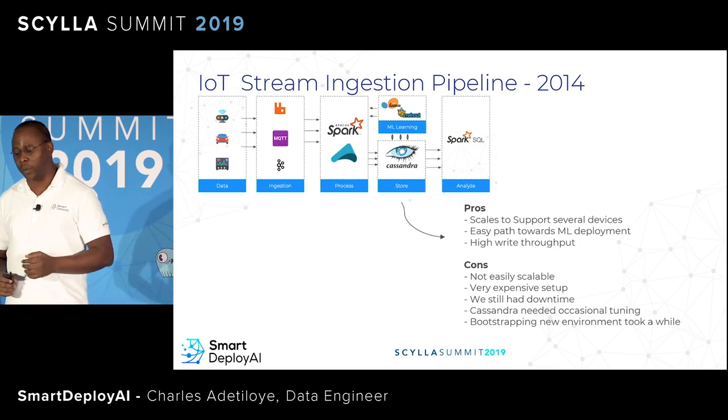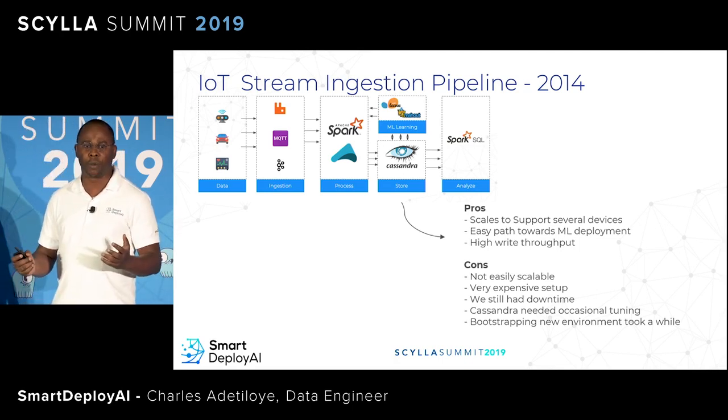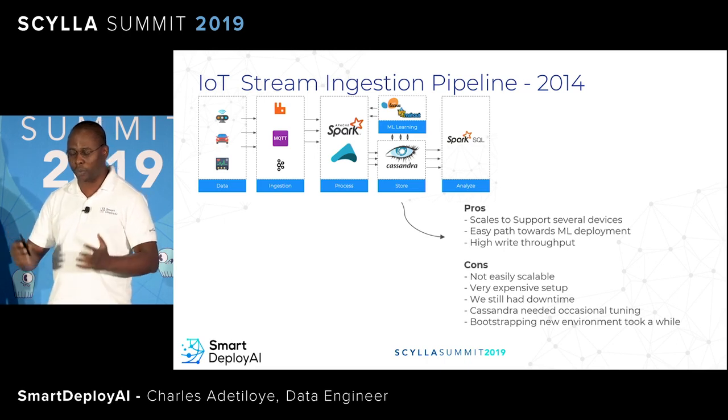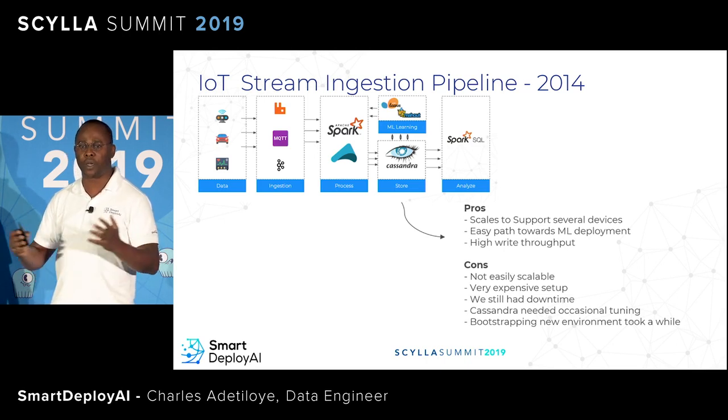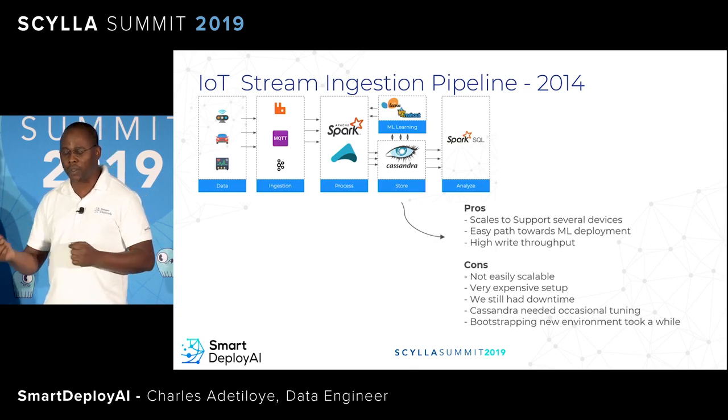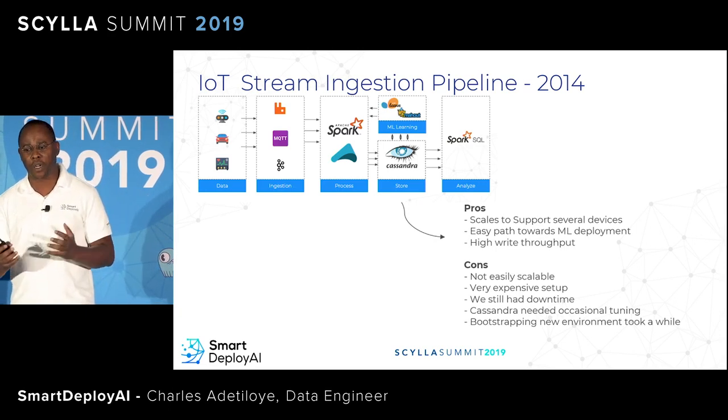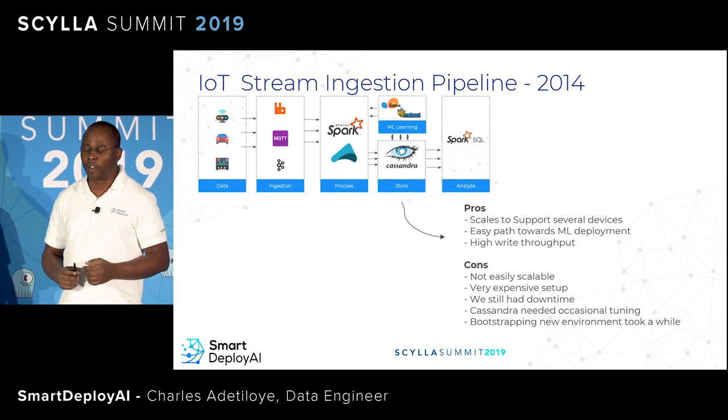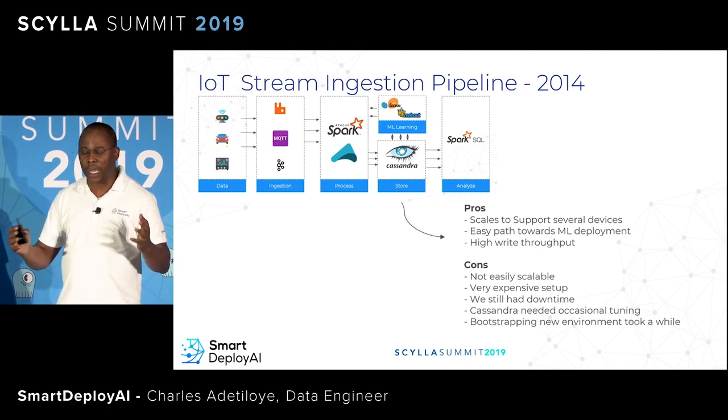But the downside was all these things were not easily scalable. If you bring up a Cassandra cluster and you create a ring, and you want to scale it, sometimes we have downtime, sometimes it's not easy. The Cassandra JVM takes a lot of space and a lot of memory, and the whole process was a nightmare setting it up.